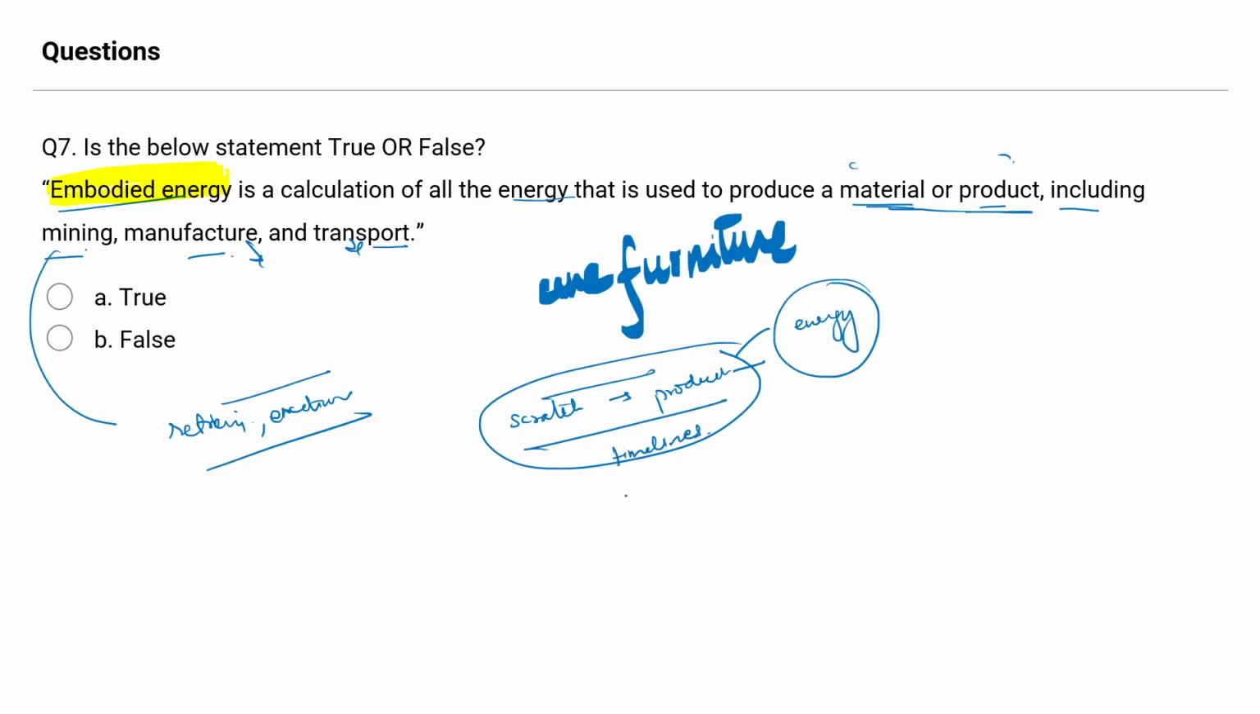Any preferences? Whether it is true or false? I'll just write it once again. There was a sofa like this.